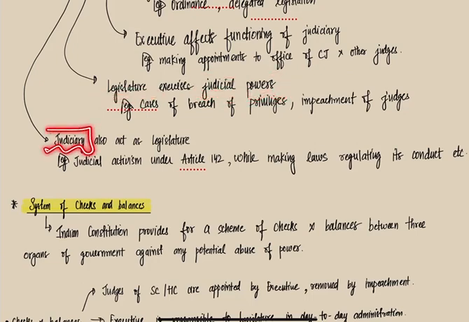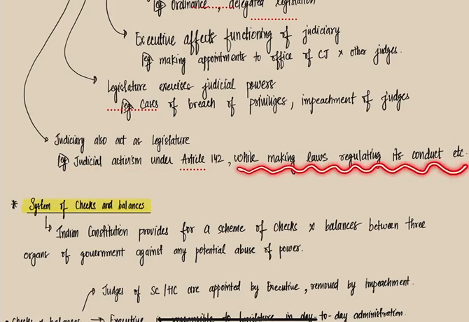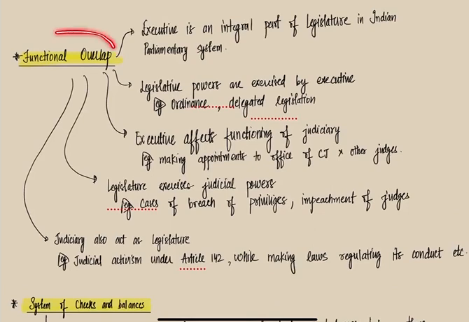Similarly, judiciary also acts as a legislature, especially under Article 142, which is also referred as judicial activism. Also, when judiciary is making laws regulating its own conduct. With this, I hope you understood the concept of functional overlap.